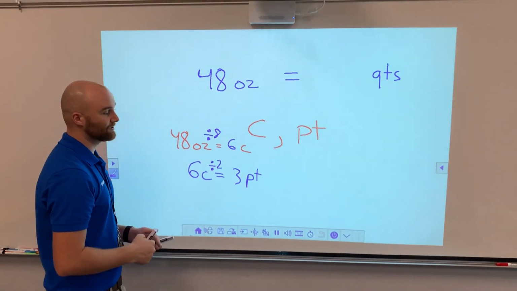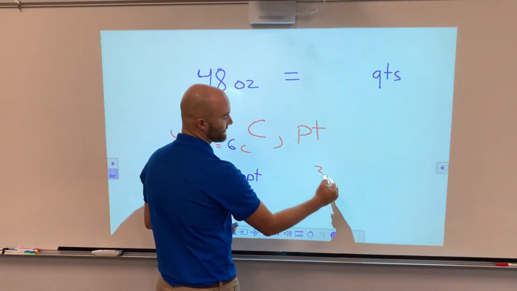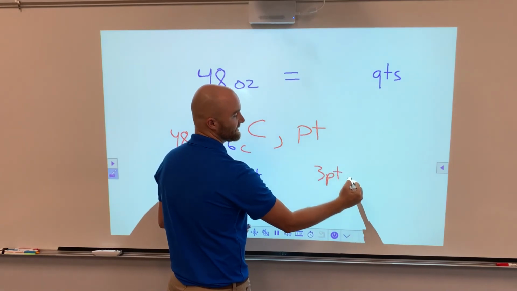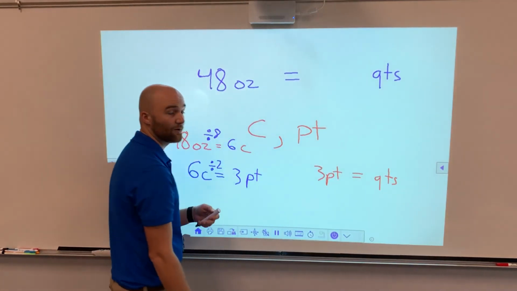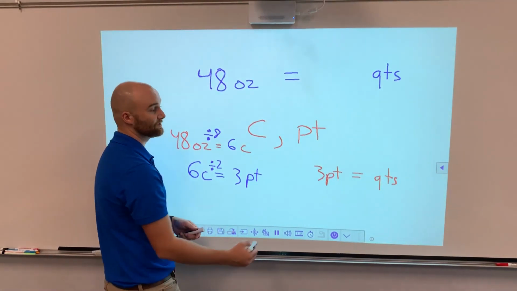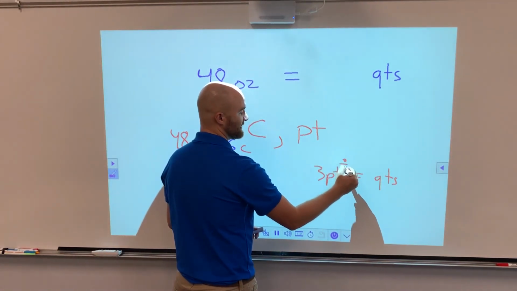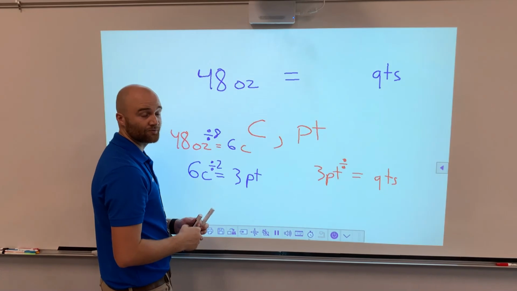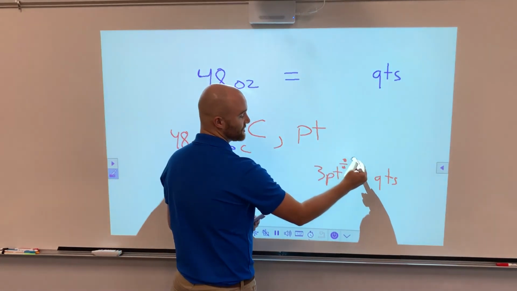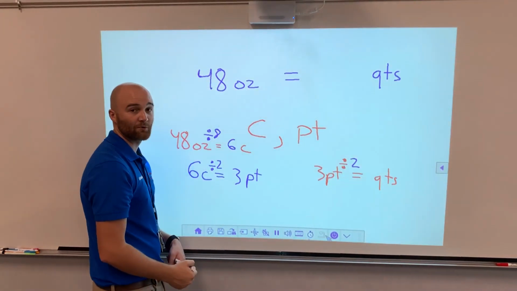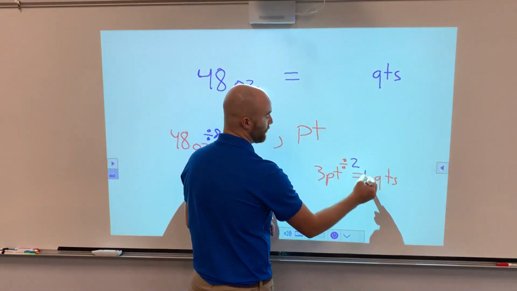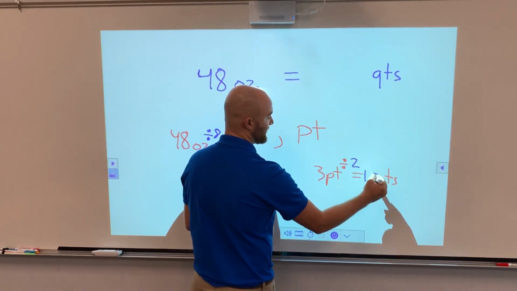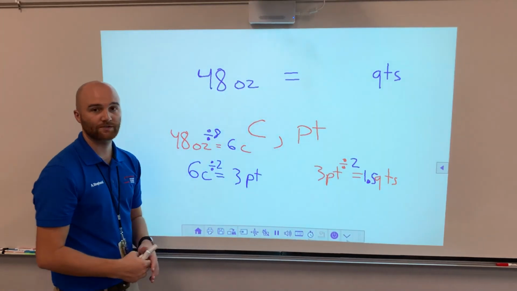Then the last thing I would do is I'd say, okay, now I know I've got 3 pints. I can change that into quarts. I'm still going small to big, which means I'm still going to divide. I'll divide by my conversion rate. My conversion rate is 2 because there are 2 pints in every 1 quart. 3 divided by 2 is going to give us 1.5 quarts.